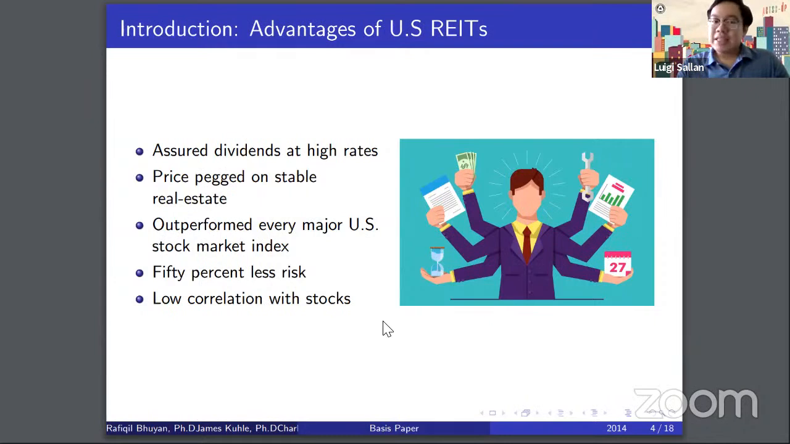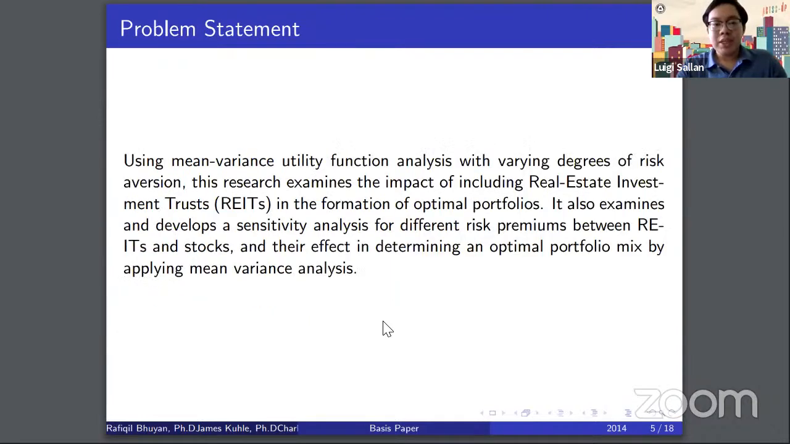Then in the States, REITs generally outperformed every major US stock market index. And this was since REITs were introduced way back in the 1960s until the present. Then REITs are supposed to have less risk. They researched that they were 50% less risky. And they're supposed to have low correlation with stocks, bonds, and other assets, which would make them good portfolio diversifiers.